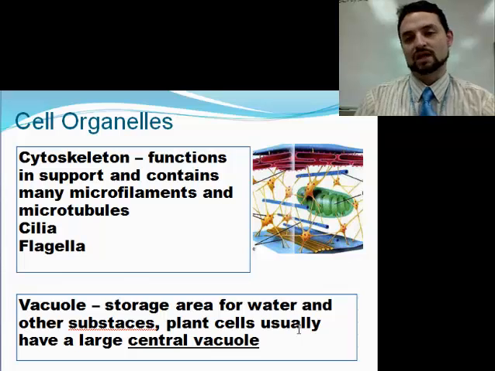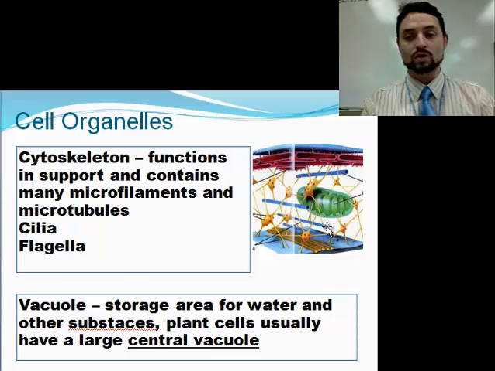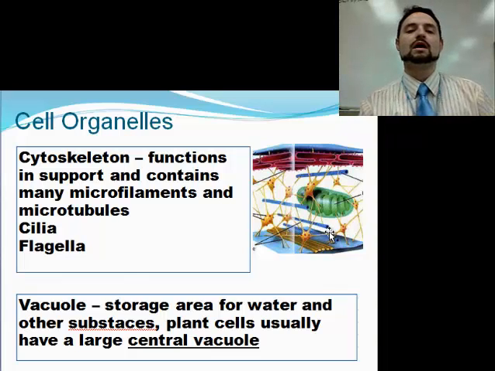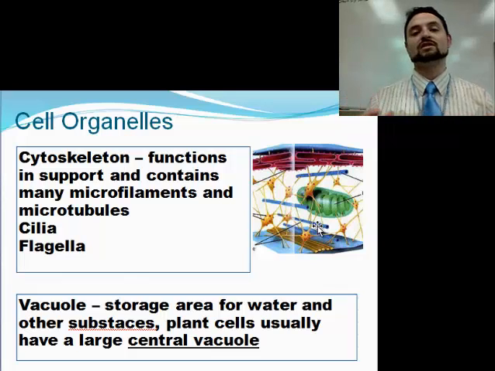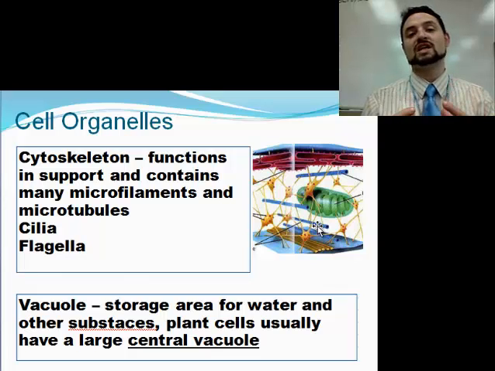Then we've got the cytoskeleton. Now the cytoskeleton functions in support and contains many microfilaments and microtubules, and this helps hold everything in place. You can see it here. It's holding that mitochondria in place. It's also little pathways, like roads, that certain elements and chemicals are going to pass through as it goes to the cell. These same type of structures are involved in what we call the cilia and the flagella, and those are the things that will move the cell if the cell has these for movement or for sticking or holding on, whatever may be the case.